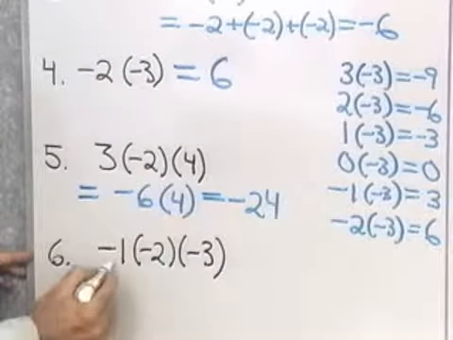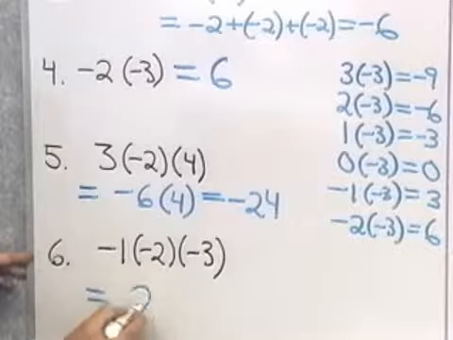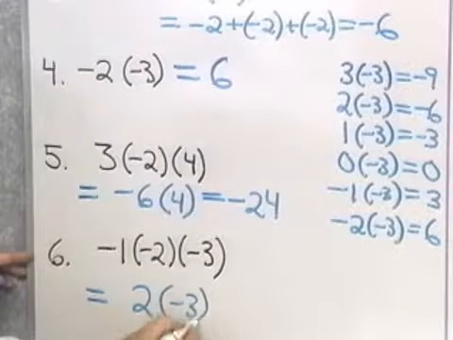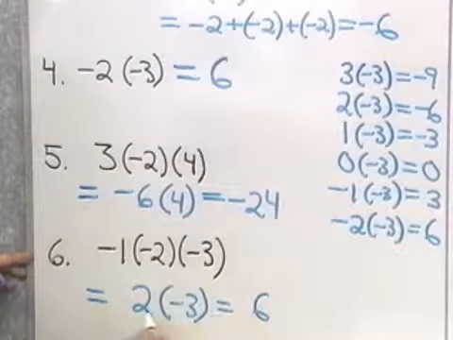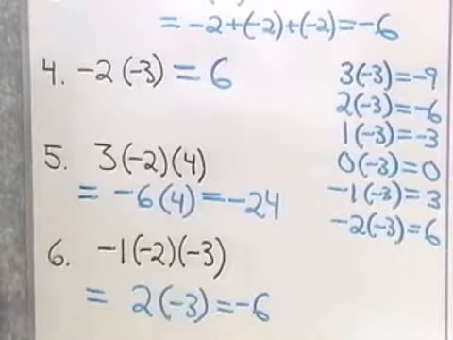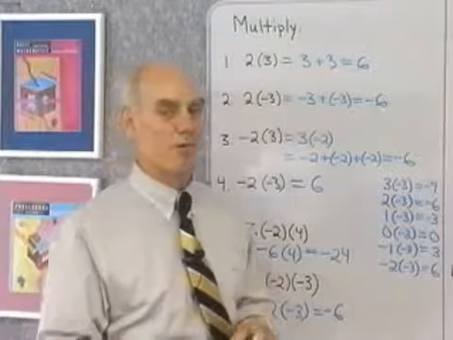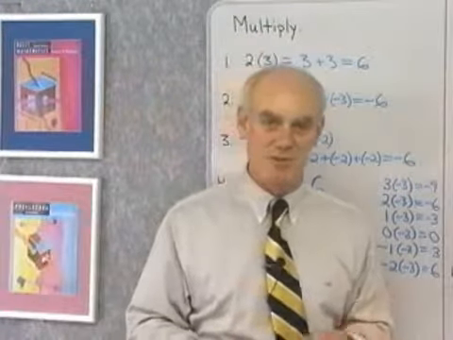Likewise for this problem, negative 1 times negative 2, positive 2. And then that's multiplied times negative 3. I multiply absolute values and get 6. The two numbers have different signs, so the answer is negative. So see, applying my rule for multiplication of positive and negative numbers is really pretty simple.